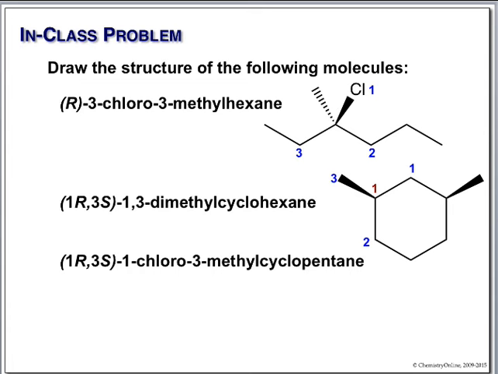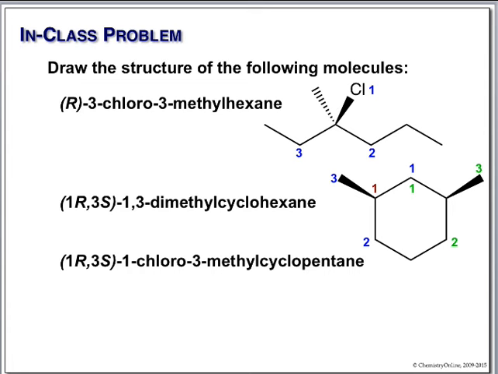All right, let's look at this carbon. This would be carbon 3. We want this to be S. Again, I have the hydrogen back. This again is going to be the highest, the second, and the third. Our arc now goes this way, which is S. This is the correct configuration.